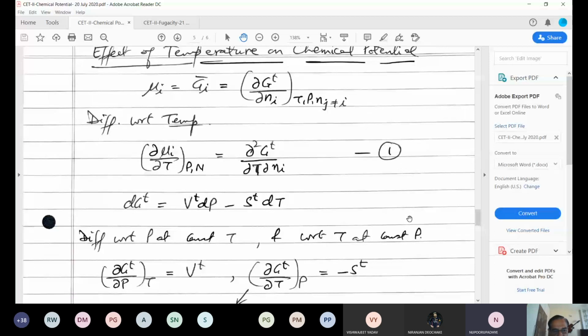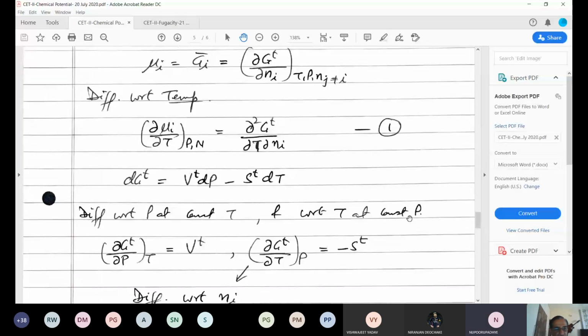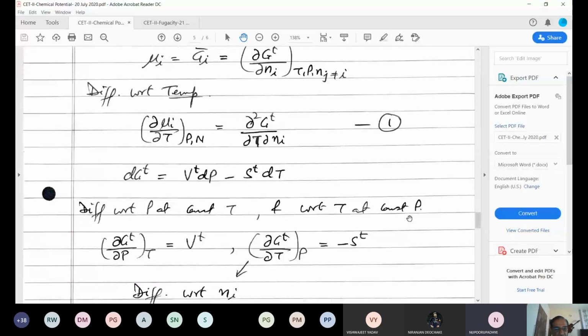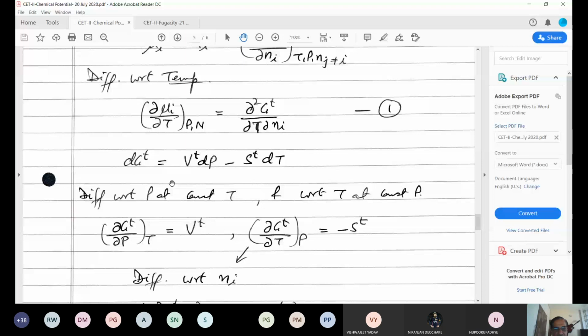From the dGT equation onwards. dGT is equal to VT dP minus ST dT. Now we take derivative with respect to temperature at constant pressure. So what you get is ∂GT/∂T at constant pressure is equal to minus ST. Right? This is not required. This was already used in the effect of pressure. For temperature effect, we have to use this second equation.